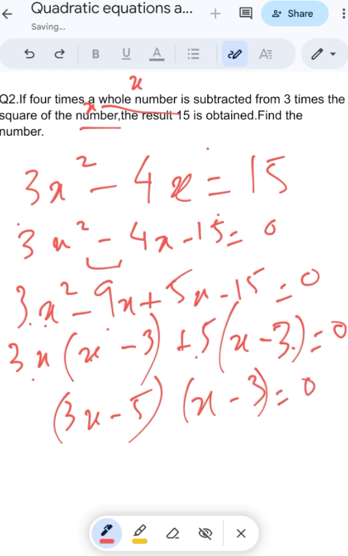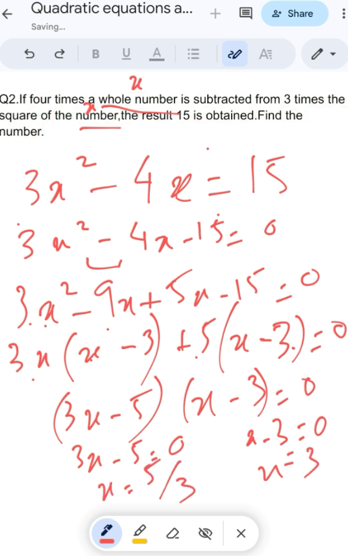So what do you get as your answer? 3x minus 5 is equal to 0. Writing both of them separately, x is equal to 3 here, and here it's going to be x is equal to 5 upon 3. I hope it's clear to you all.